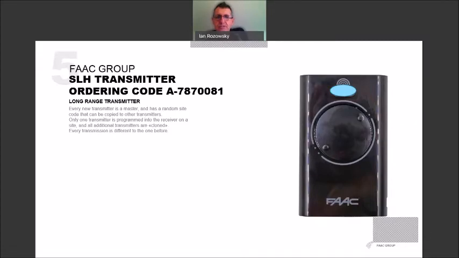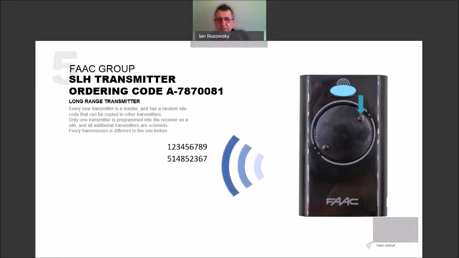The other thing that's important with the SLH transmitter is that every transmission is different to the one before. So it's what we call a code hopping transmitter, which is a very secure form of transmitter. So we press a button and we transmit a code. The next time we press the button, you can see another code comes out completely different to the one before, and the next one and the next one and so on. So every transmission is unique, and that lends to a very secure remote control system.